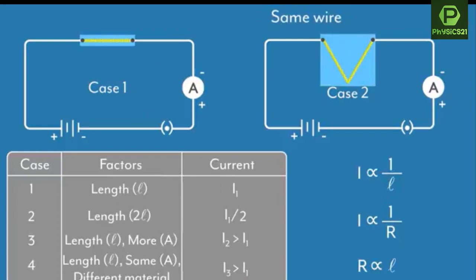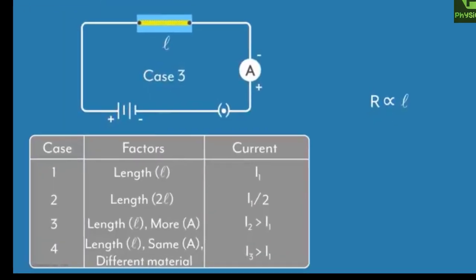It'll be the same wire and it'll have the same cross-sectional area, and other factors like temperature will also be constant. So the length of the wire is one of the factors on which the resistance of a conductor depends. The resistance of a conductor is directly proportional to the length of that conductor.